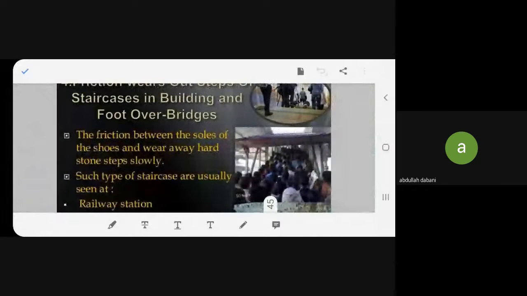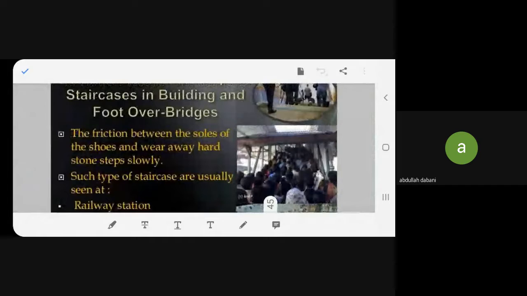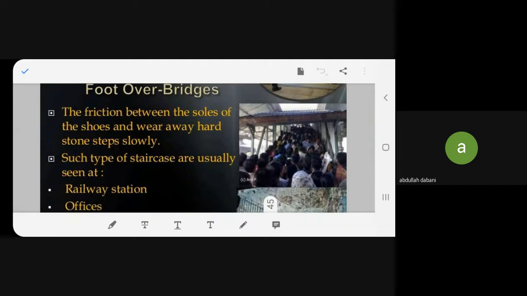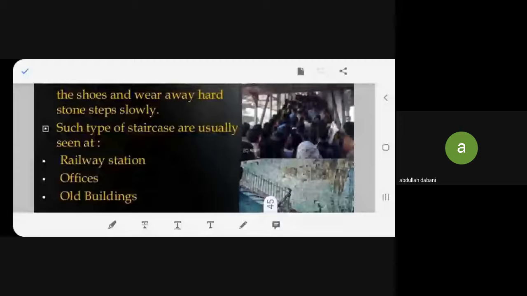So you have friction between the soles of the shoes and the staircase. So what happened? The stone steps slowly, gradually with the friction, it wears off. Where do you get this sort of staircase? You get it in railway stations, offices, old buildings. Okay? You understand better?